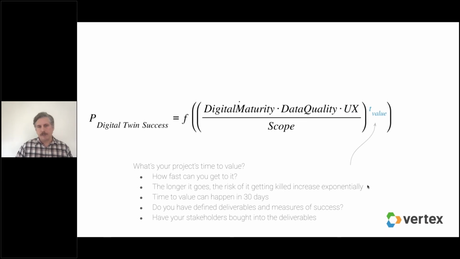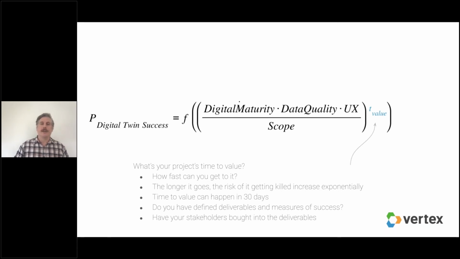So we've talked about the rate of change, your digital maturity, data quality, user experience. As long as all of those are high, that's great. If your scope is high, that's going to cut down on your probability. I'm going to raise this all to the power of your time to value.